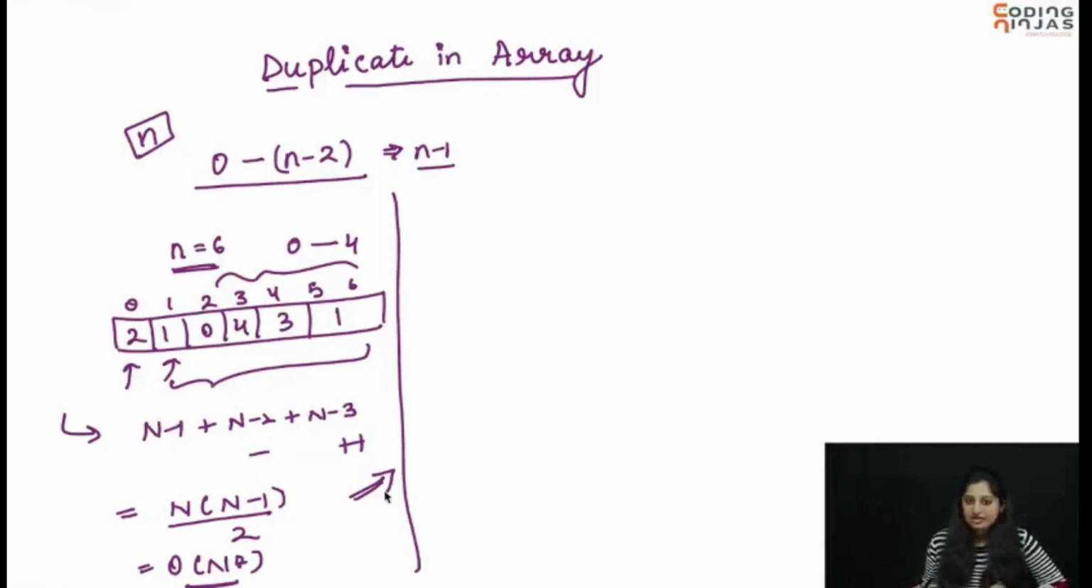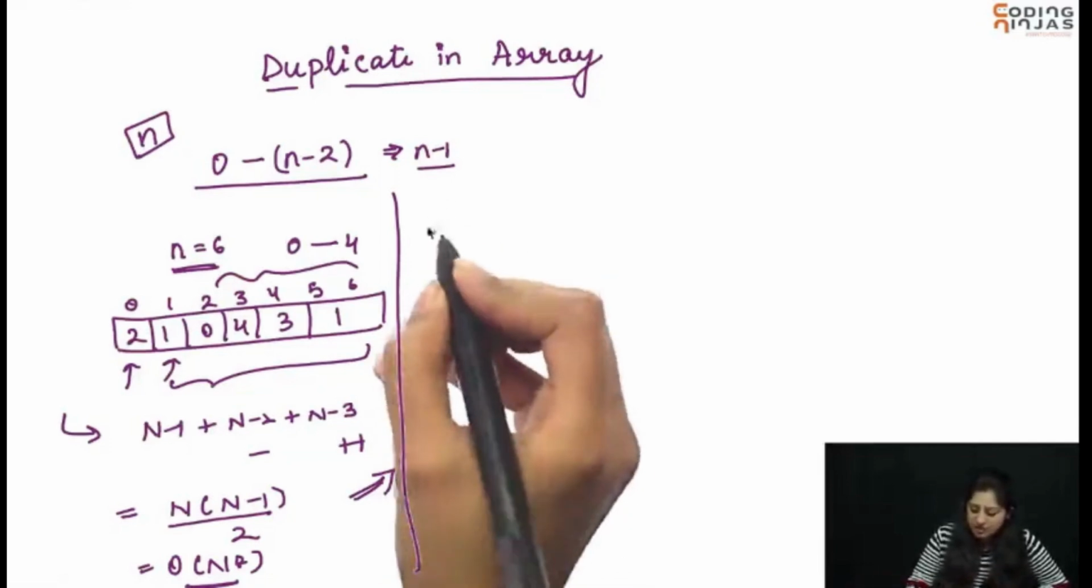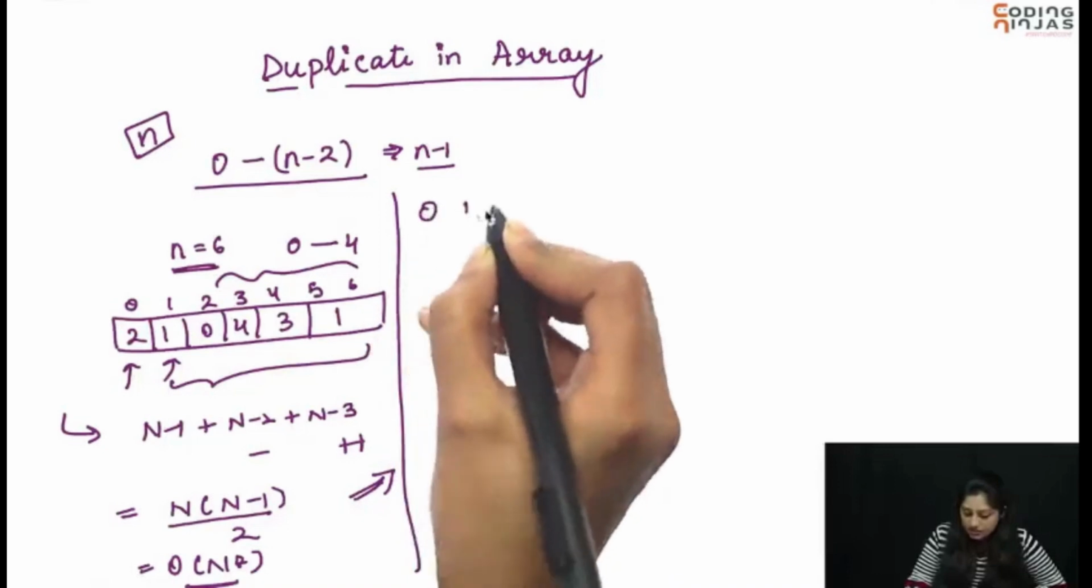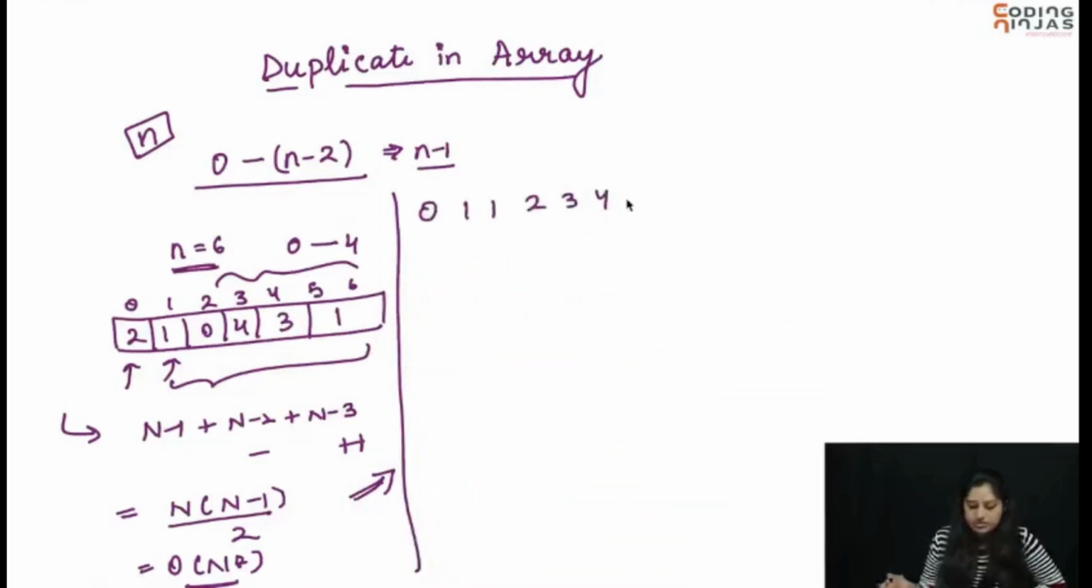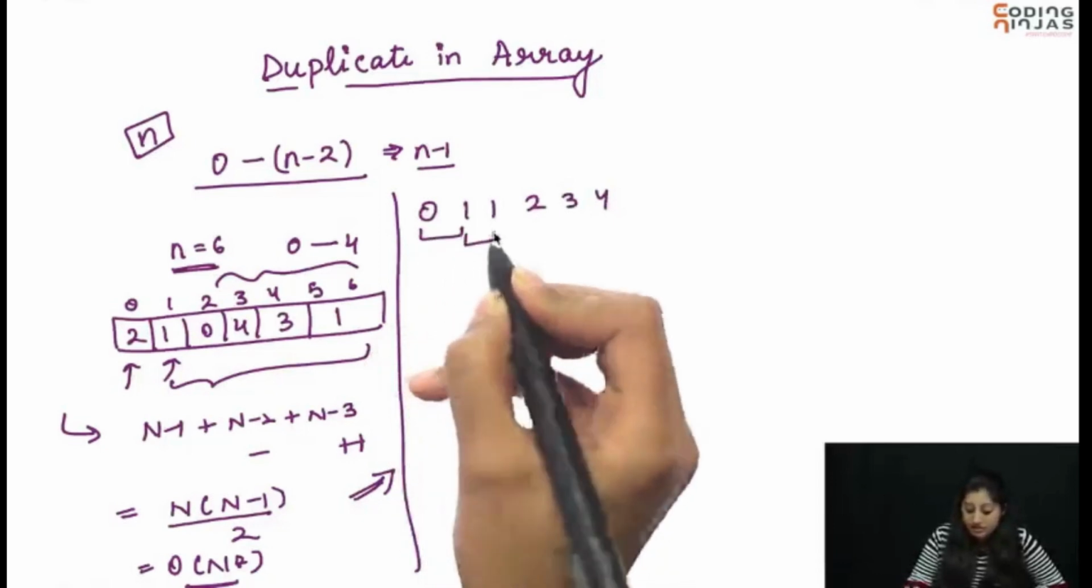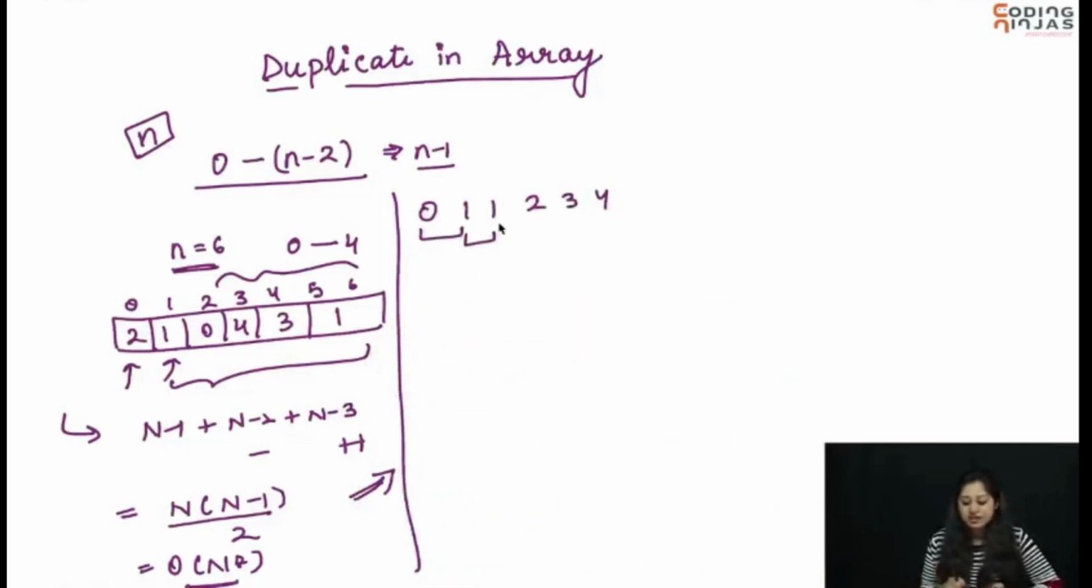Yes, we can. Why not sort the complete array? So let's do one thing, sort the complete array. If I have to sort the complete array, then 0, 1, 1, 2, 3, 4. This will be the array, right? So check if 0 and 1 are equal. No, they are not. 1 and 1 are equal. Yes, they are. So that means 1 is the duplicate number. This way you can find out the duplicate number.